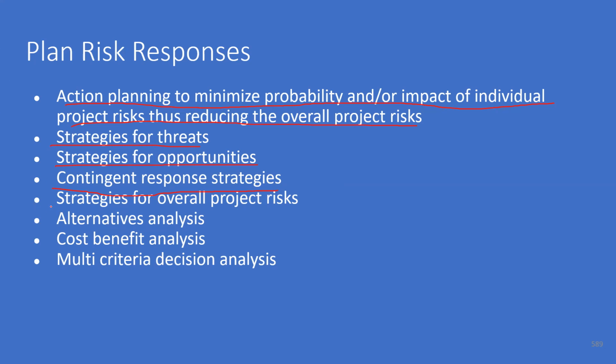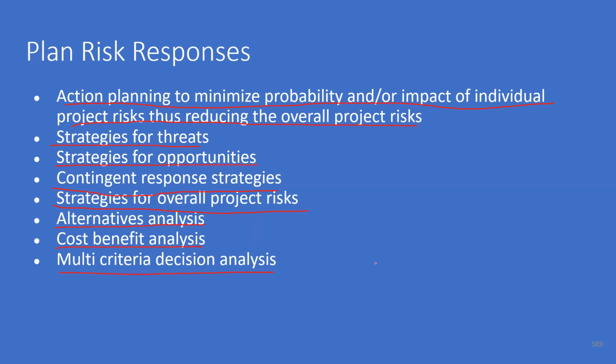Then we need to have strategies for overall project risk. Individual risks we can handle, but then what about the overall project risk? So here we need to have the management reserves and stuff like that to manage this type of risk. Then we have alternatives analysis, cost benefit analysis and multi-criteria decision analysis.